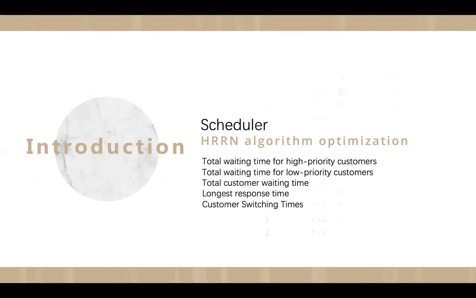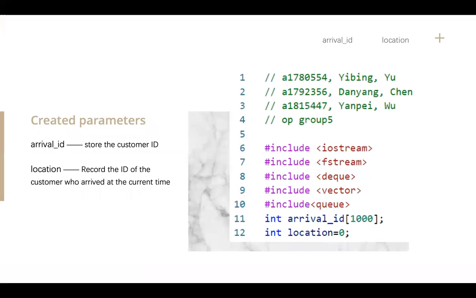Okay, let's move to the next part, our coding part. First of all, we create an int type array named arrival ID with a capacity of 1000. The purpose of this array is to store the customer IDs. The capacity of 1000 is far more than the number of customers, so that the ID of each customer can be stored completely.